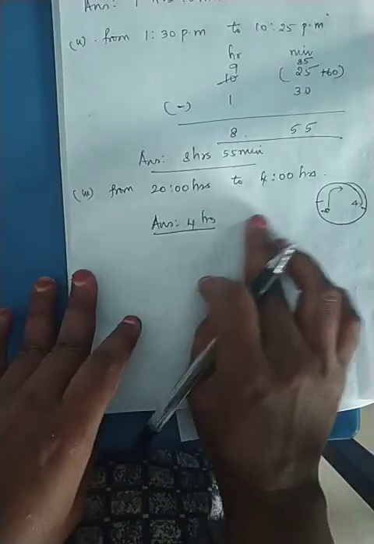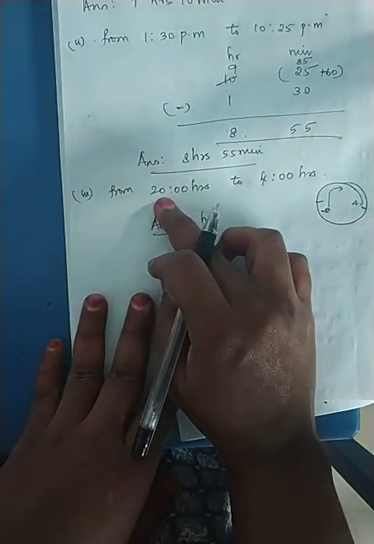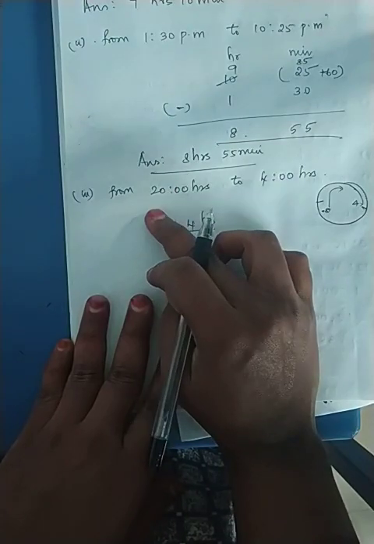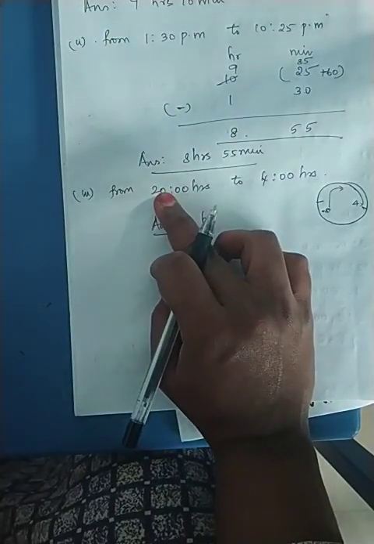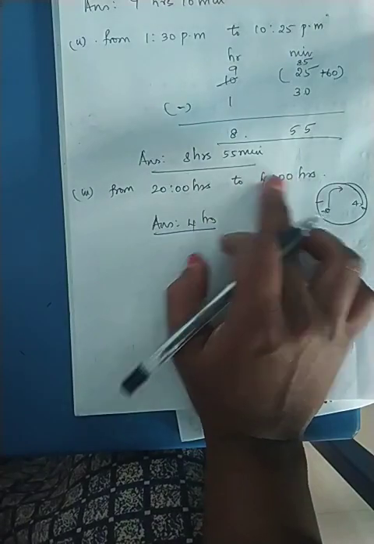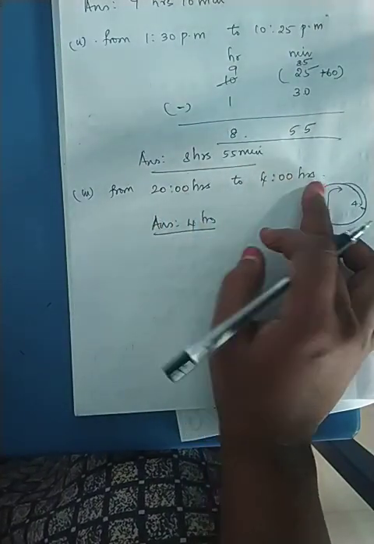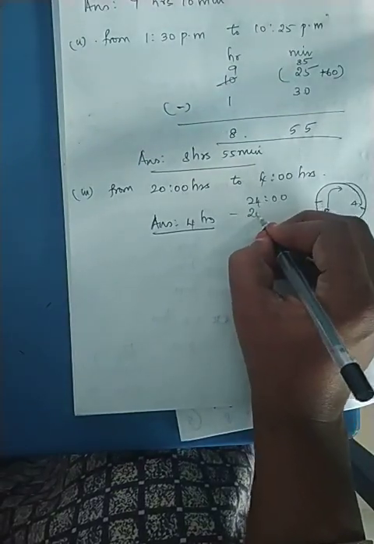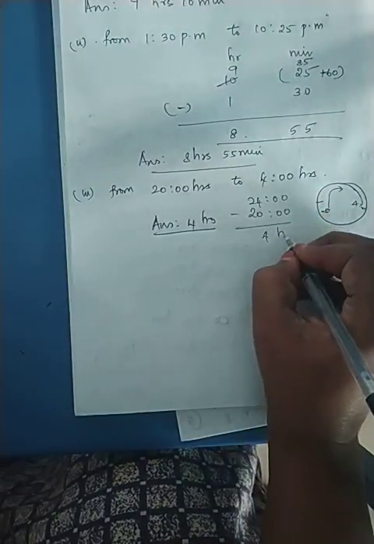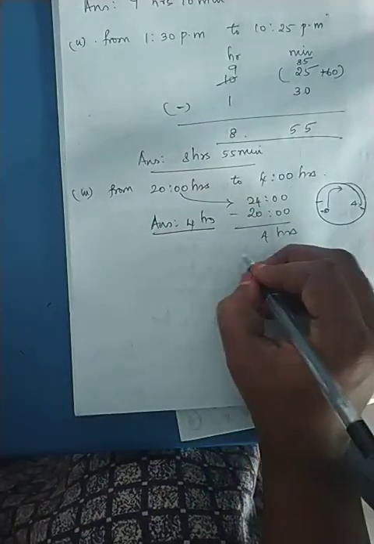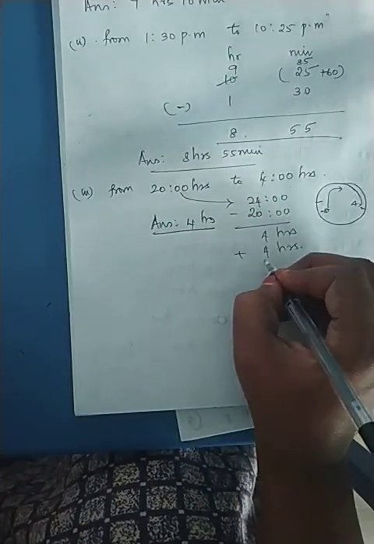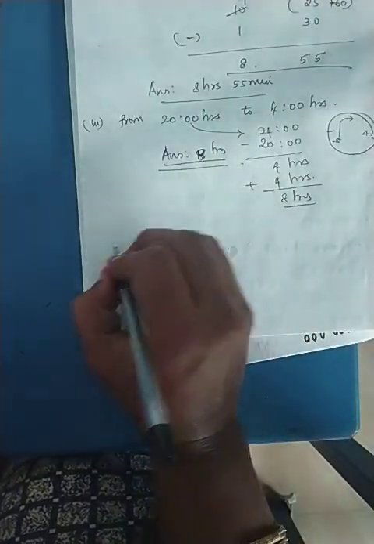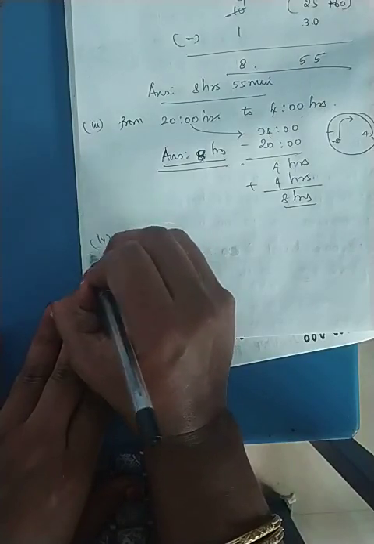Or if I want to write it in the calculation, you can subtract how many hours? You can subtract 24 minus 20. You will be getting 4 hours here. And here this is also 4 hours. So 4 hours plus 4 hours you will be getting 8 hours. So that is also one method. So 24 minus 20 will give me 4 hours here for this, and then there is one more 4 hours. So the answer will become 8 hours. Answer is 8 hours.